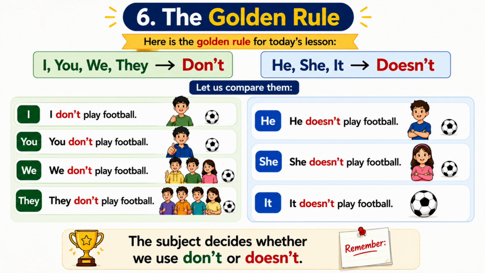Now the golden rule. Here is the golden rule for today's session. I, you, we, they, we will use don't. And he, she, it, we will use doesn't. Let us compare them. I don't play football. You don't play football. We don't play football. They don't play football. But he doesn't play football. She doesn't play football. I doesn't play football is wrong. The subject decides whether we use don't or doesn't.